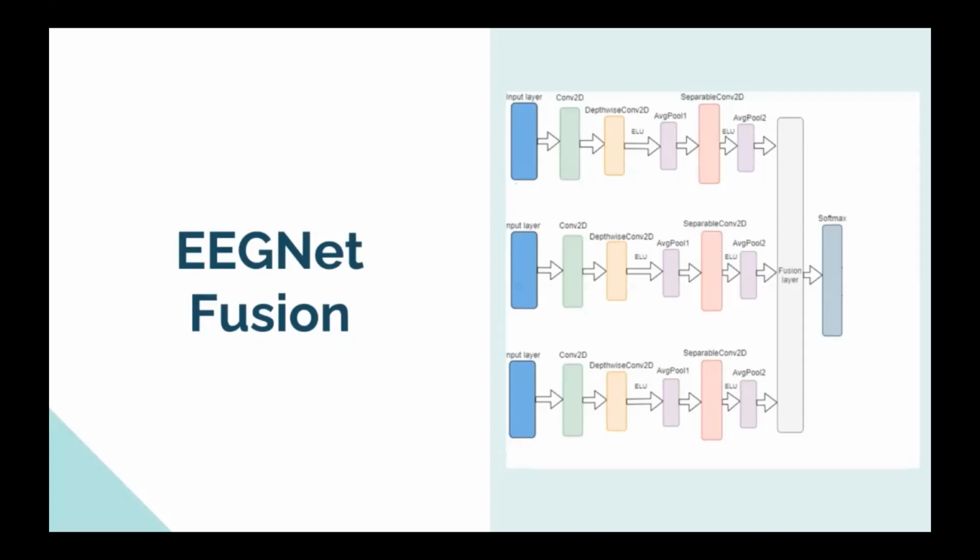EEGNet Fusion outperformed EEGNet in terms of accuracy. It reached an accuracy of 67% on 100 subjects and all 64 electrodes. However, EEGNet Fusion is almost 3 times slower than EEGNet due to its higher complexity.